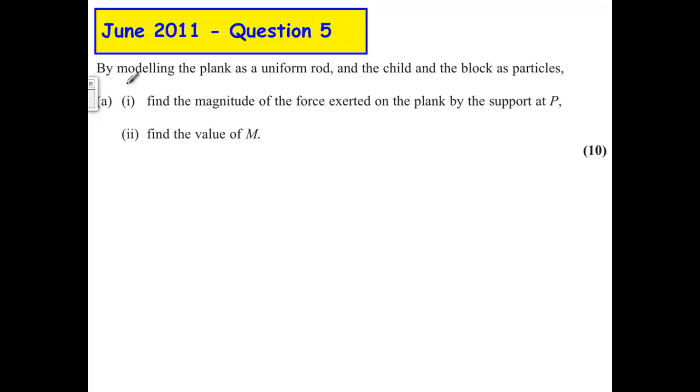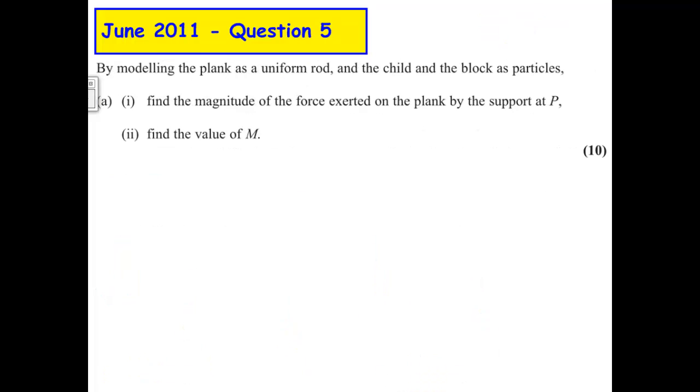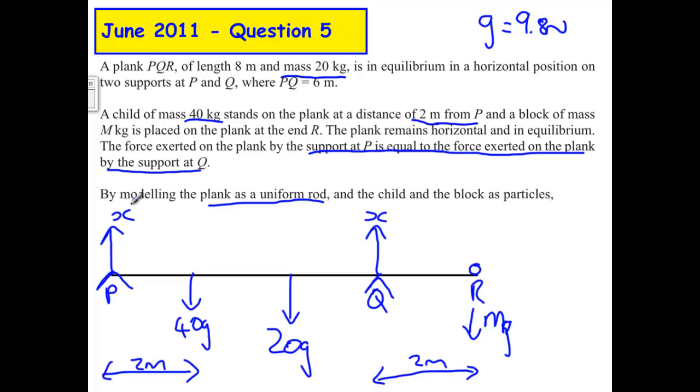Now the question asks us, find the magnitude of the force exerted on the plank by the support at P. Now if you were to look at this diagram, there's two things we don't know. We don't know the value of the reaction force, which is X, and we also don't know the value of the mass of the block placed at R. And because we are looking for the magnitude of the force exerted on the plank by the support P, that is equal to X. Basically, this question is asking us to find X.